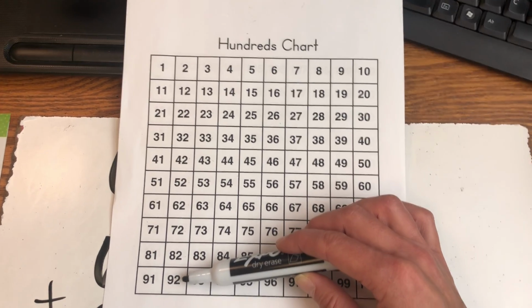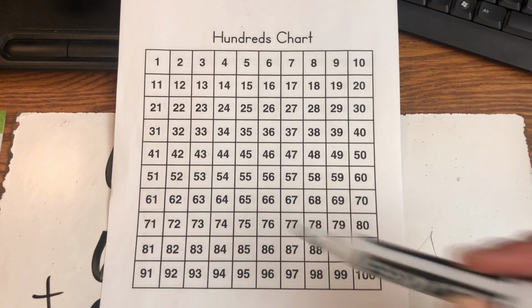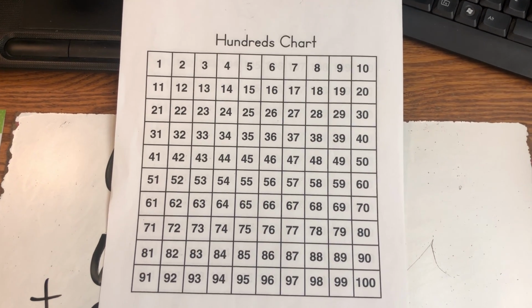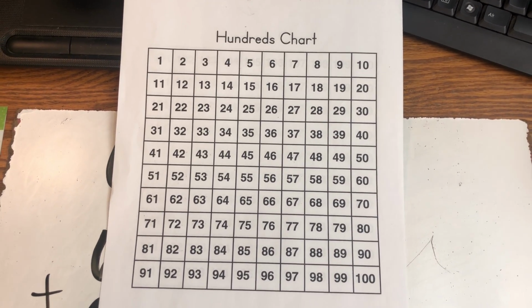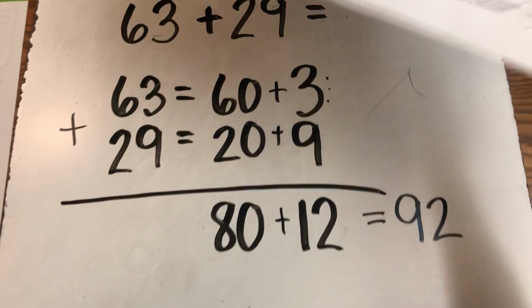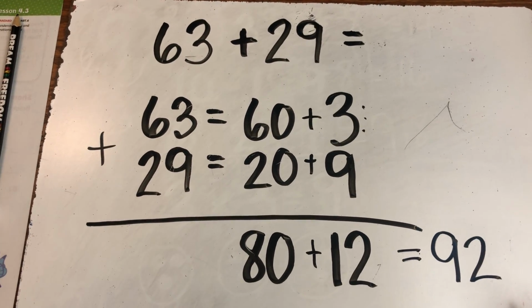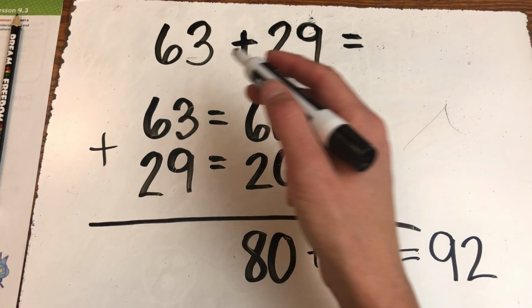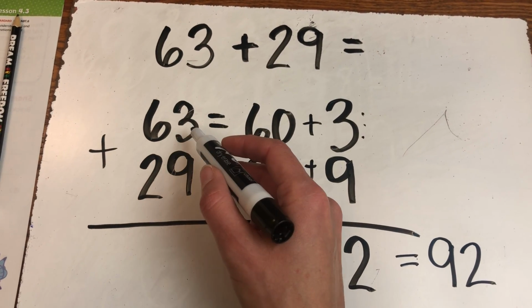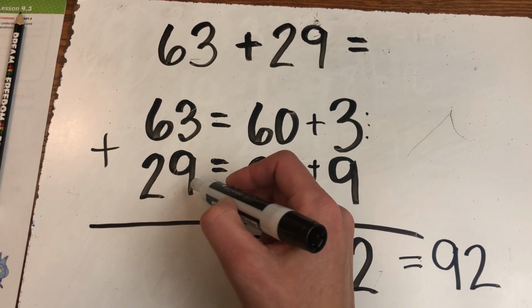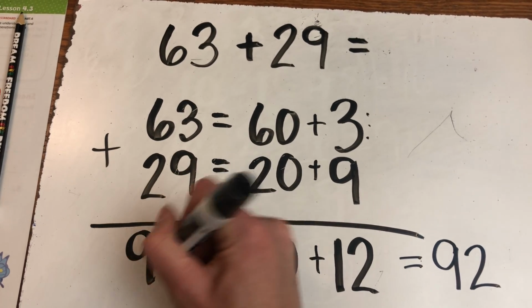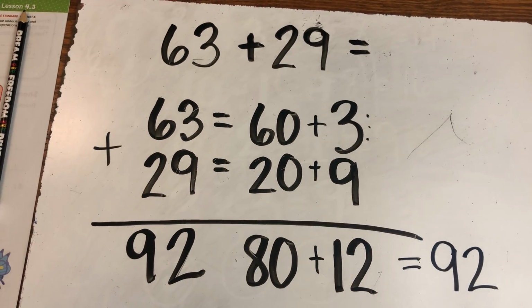What did I land on? 92. So 80 plus 12 equals 92. Don't forget to come back over here. So 63 plus 29 equals 92.